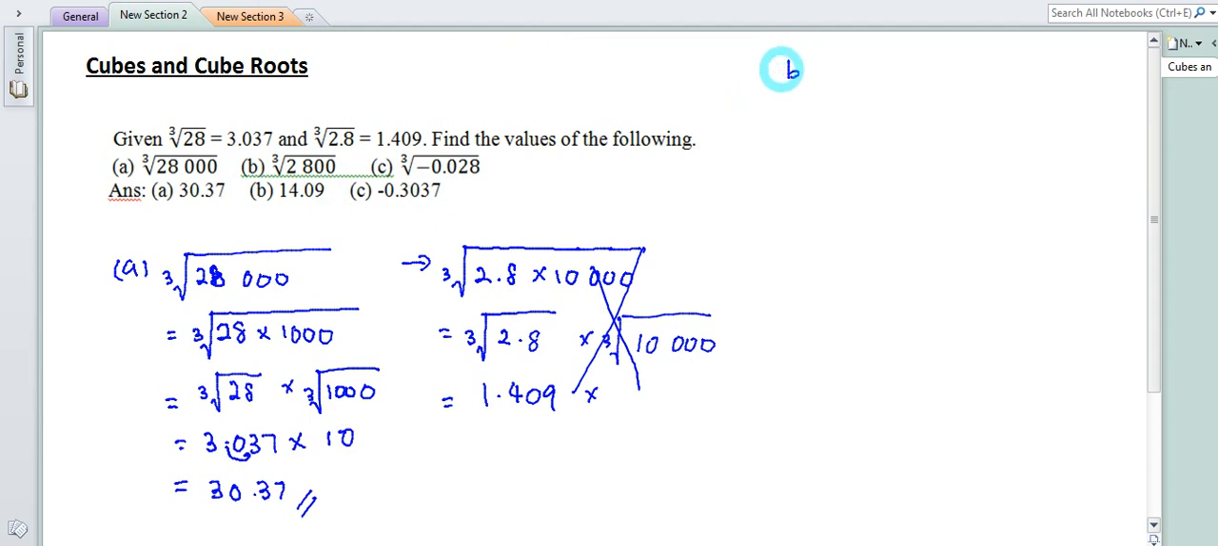I write over here, I need to find the cube root of 2800. So just now you already understood, right? How to choose this one or this one. Okay, so this is 1, 2, 3. I will choose 2.8. Why 2.8? Because if you write 2.8 here, you need to times 1000, which is a perfect cube, right?